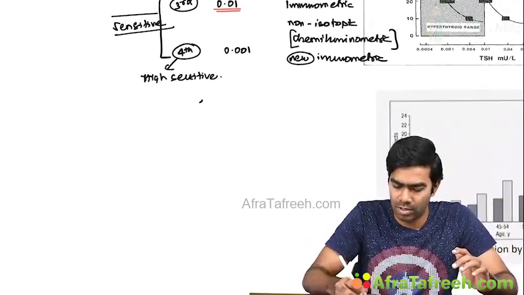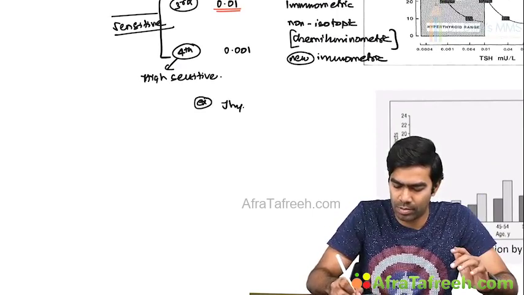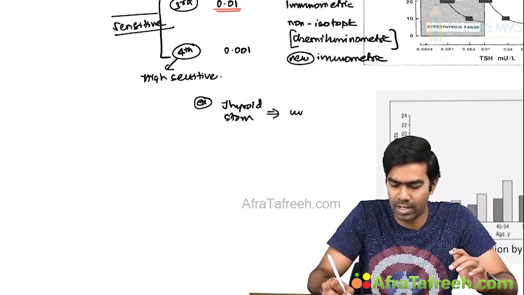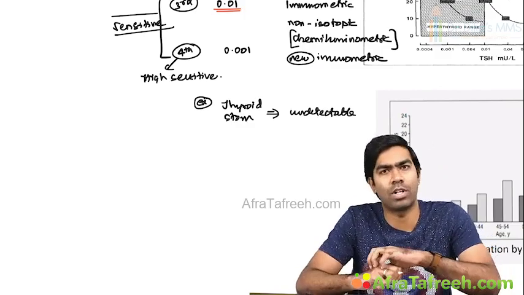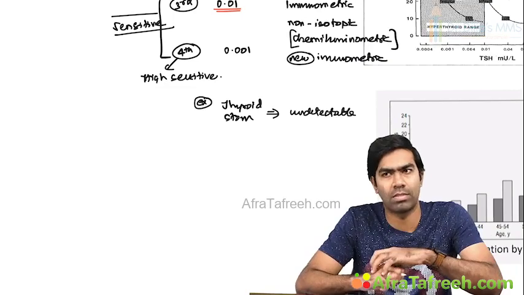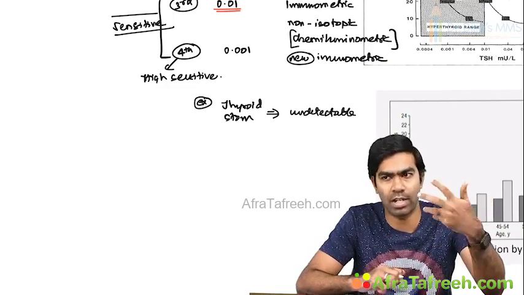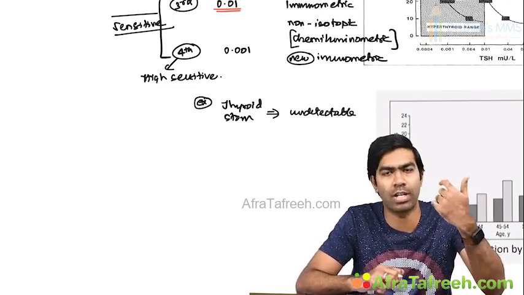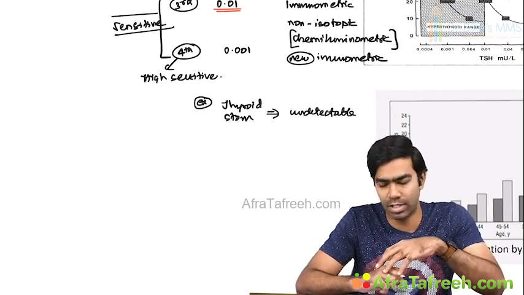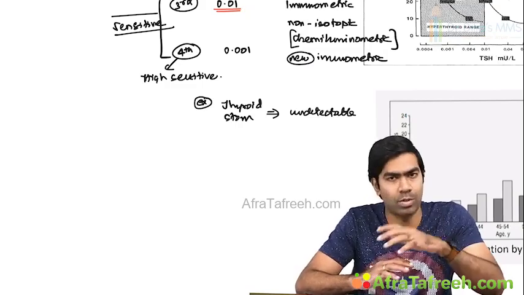For example, in a thyroid storm. In a thyroid storm, usually TSH will be undetectable. It will be even below the 0.001 cutoff. So that makes it a good diagnosis. I'll tell you when I discuss the thyroid storm in the subsequent section. So it will be undetectable. So that might be useful there.